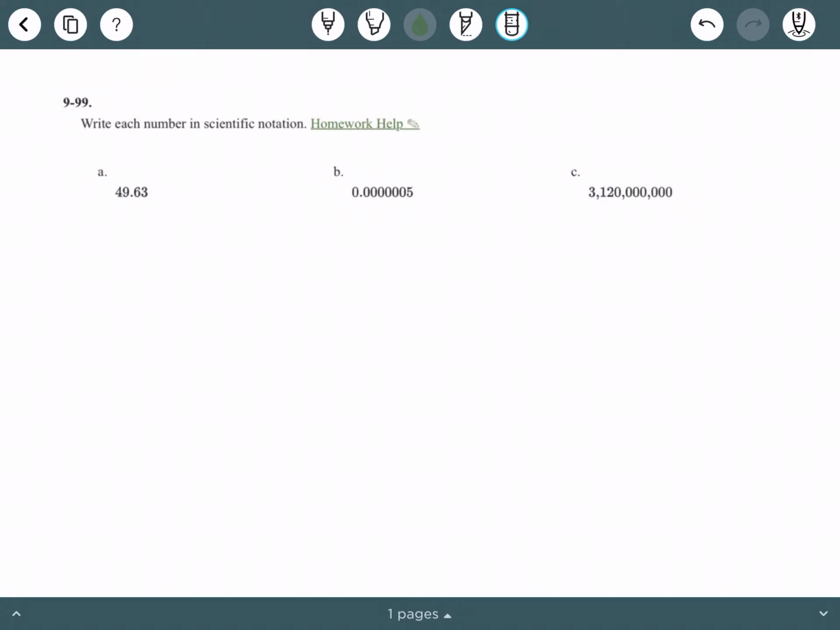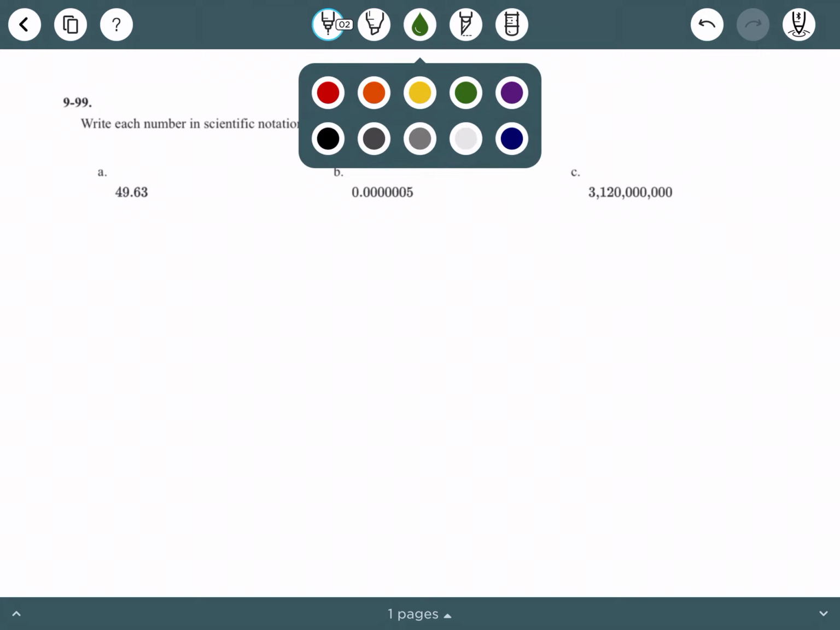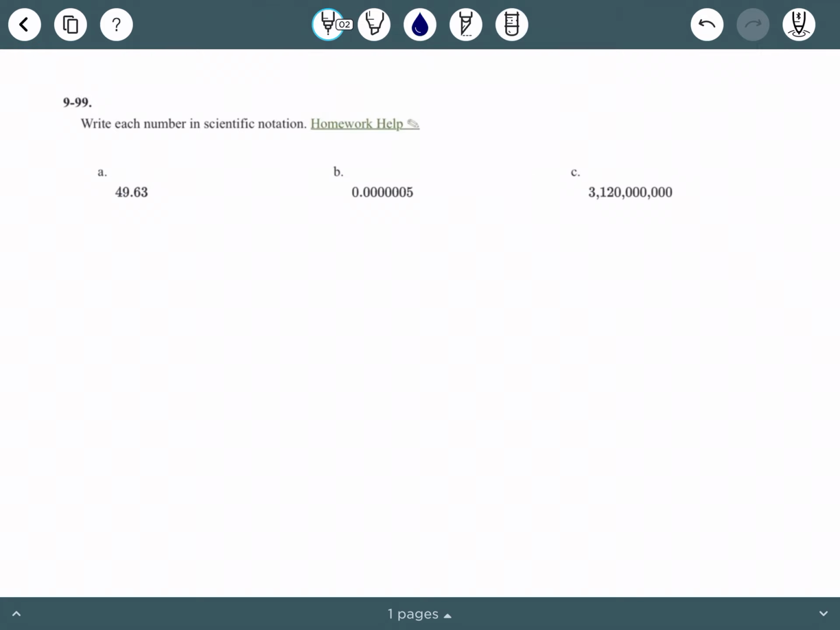999. Throwback to scientific notation. Write each number in scientific notation. Well, so that I have enough room, I'm going to copy my number down. For A, they give me the number 49 and 6300ths, or 49.63.